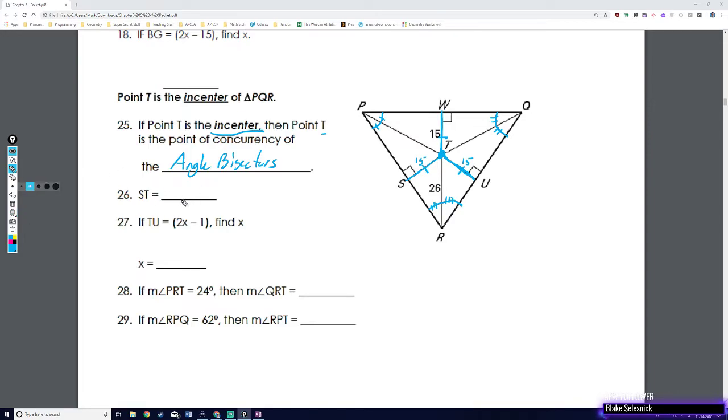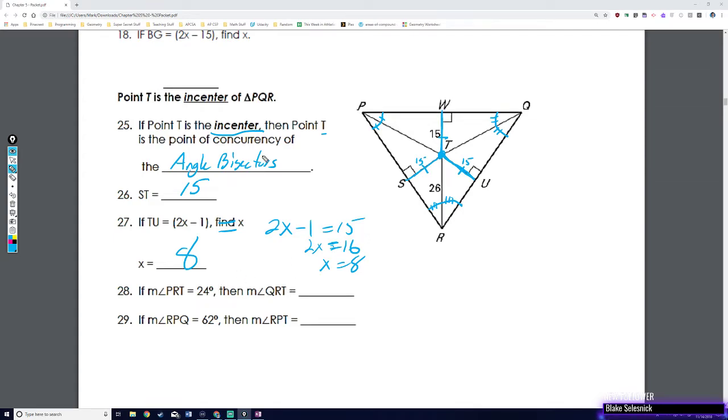All right, so ST, we do know, is 15. It says if TU is 2x plus 1, so TU is also 15, so we can just say 2x minus 1 equals 15. 2x equals 16, x equals 8, because that's algebra. I'll do the one at the end.